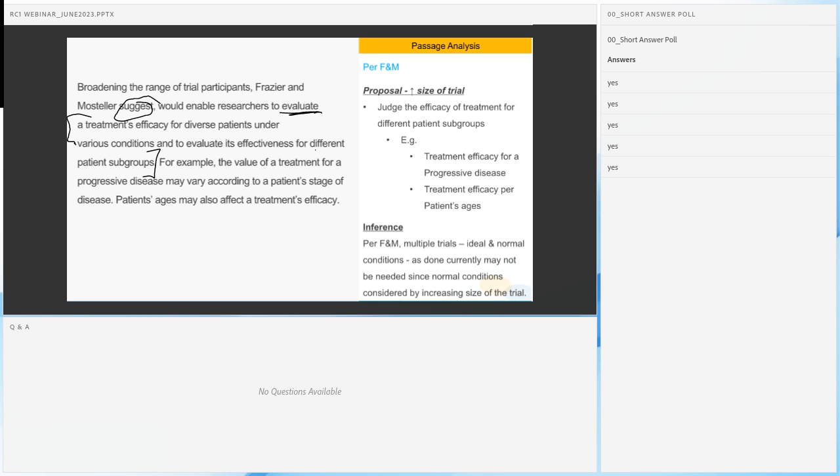And then the author gives the examples of that. For example, the value of a treatment for a progressive disease. Again, it's a technical term. Do not let this bog you down. You're not supposed to know what a progressive disease is. May vary according to a patient's stage of disease, patient's age may also. So he's just giving examples of the benefits you'd get by enrolling a diverse set of patients overall.